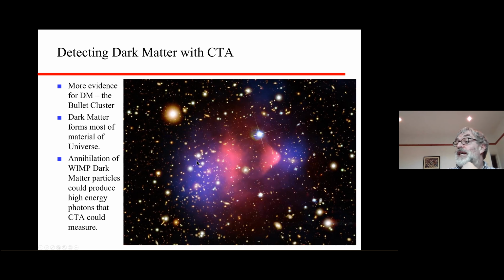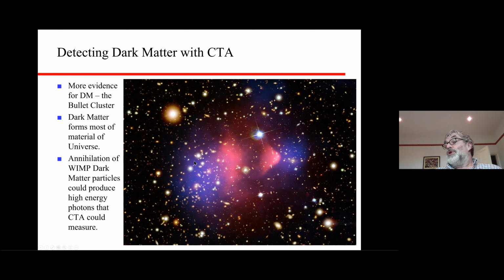Now that sounds easy, but in fact, if you remember the picture from the Fermi satellite I showed you before, there are lots of background photons that are produced by the interaction of cosmic rays with gas traveling between the stars, intergalactic matter, and you have to disentangle that signal from the signature of WIMPs. Now, how could you do that?